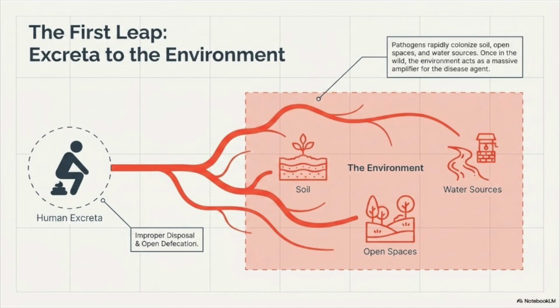Let us look at the first leap in this chain, which is from excreta to the environment. When there is improper disposal or open defecation, human excreta reaches the environment. Pathogens rapidly colonize soil, open spaces, and water sources. Once they are in the wild, the environment acts as a massive amplifier for the disease agent.